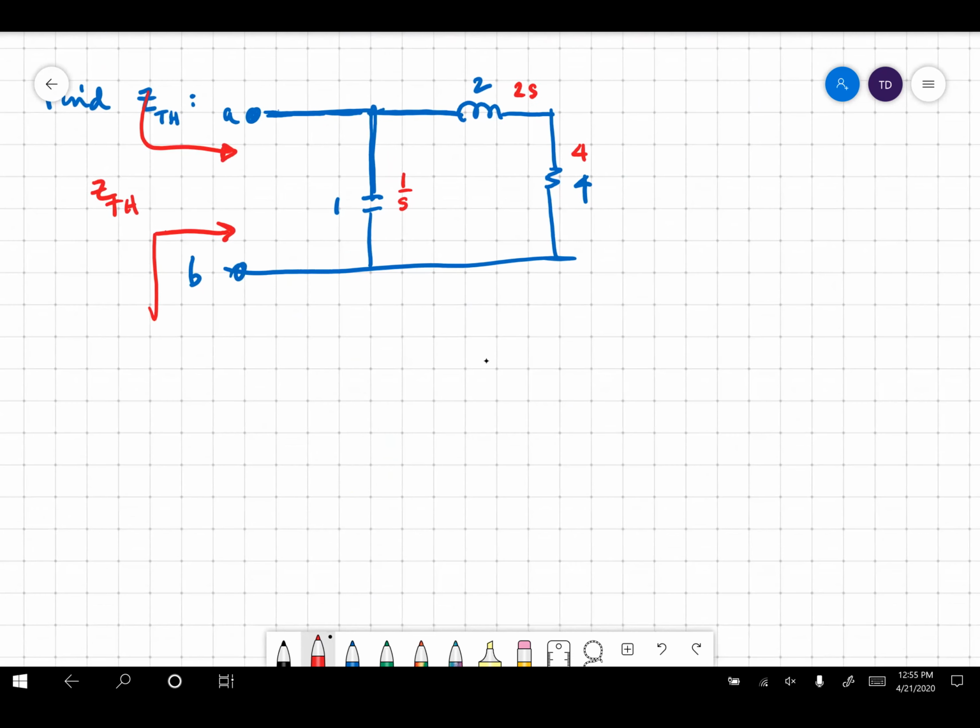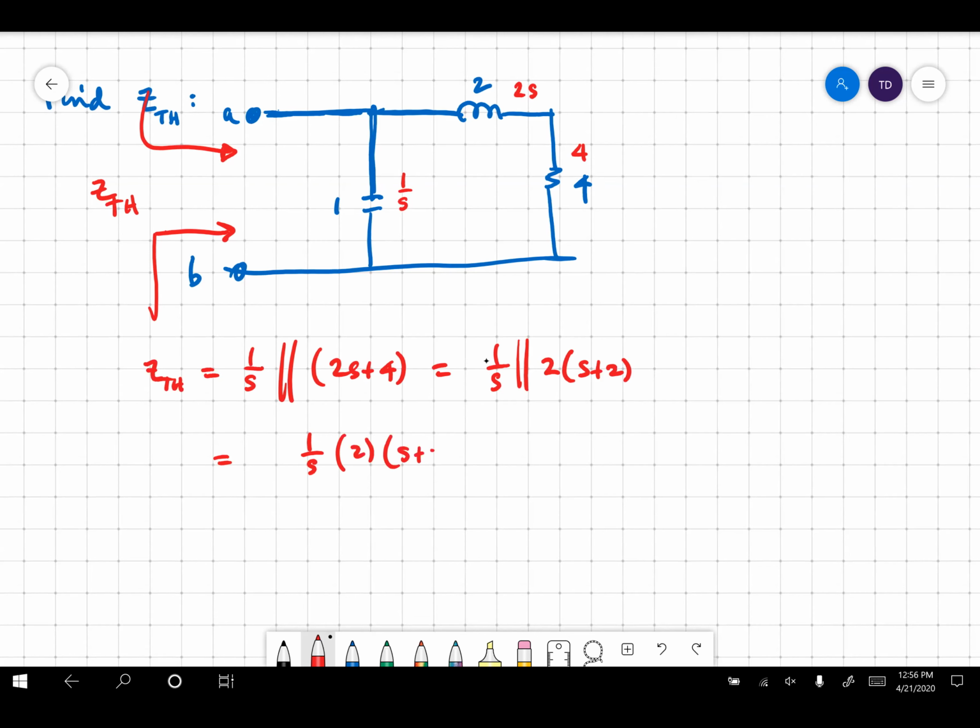Well, Z Thev equals 1 over S in parallel with 2S plus 4, equals 1 over S in parallel with 2 times S plus 2. Just try to reduce things whenever we can. That's product of the sums. Equals 1 over S times 2 times S plus 2, divided by 1 over S plus twice S plus 2.